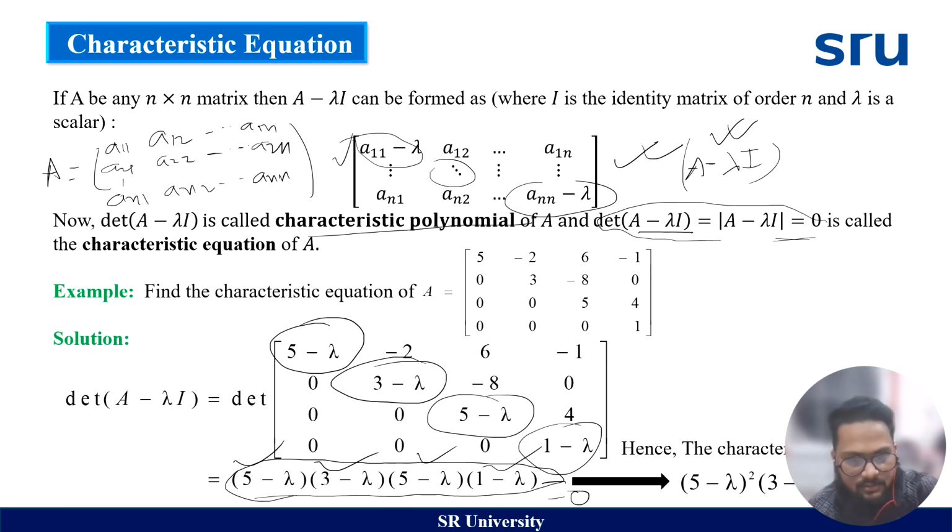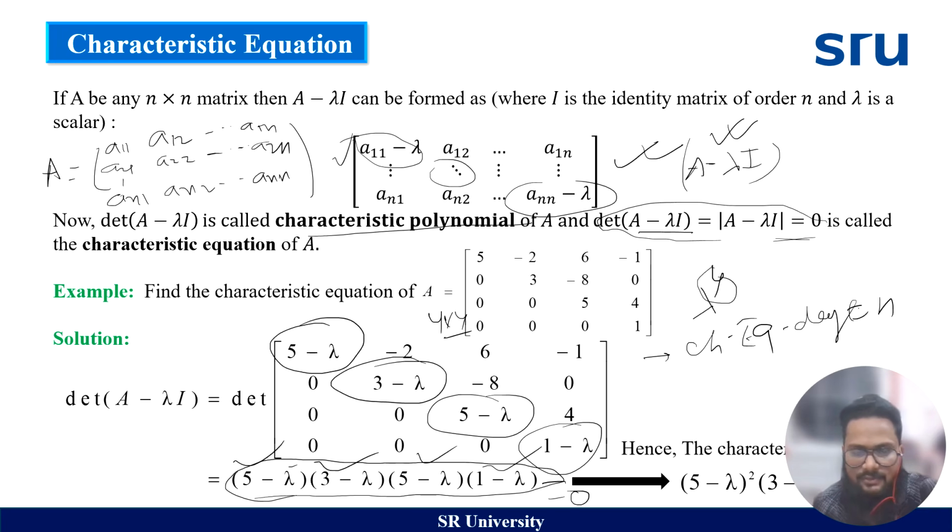Now you can think of an important point here. If you multiply all these terms, the highest power of lambda is lambda to the power 4, right? Because you have a total of 4 factors, so lambda multiplied 1, 2, 3, 4 times, so the highest power will be 4. So you can write that the characteristic equation of a matrix of order n will always have degree n. Here the matrix is 4 by 4, so the degree of the characteristic polynomial, or rather the characteristic equation, is 4. This is one important point you have to remember.